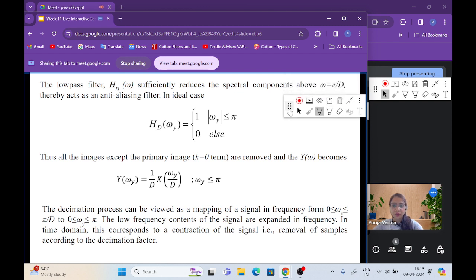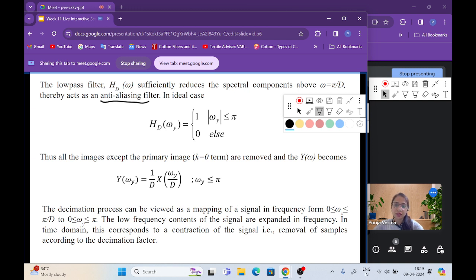Next, the low pass filter S_D of omega sufficiently reduces the spectral component of omega equal to pi by D. Thereby, the downsampler acts as an anti-aliasing filter. Okay, so the downsampler acts as an anti-aliasing filter.